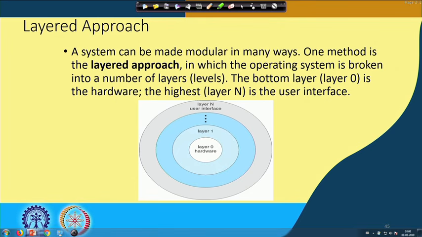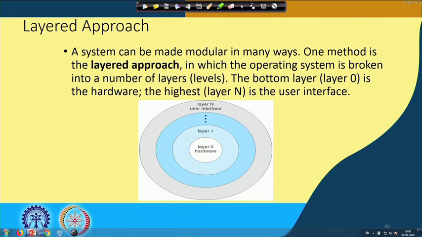In our last lecture we were discussing the modular approach for operating system design. One possible way of doing that modular design is known as the layered approach, in which the operating system is developed in terms of layers. A lower level layer is close to the hardware, and as we go higher and higher in the levels, it is the level at which users will be interacting.